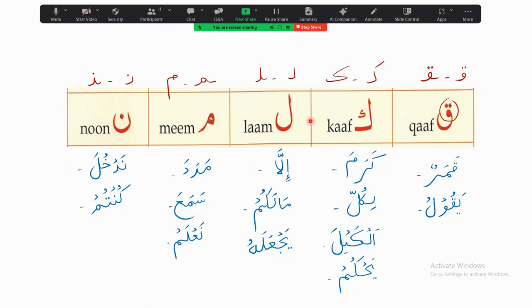Okay, so for the lam letter, you will have to remember the two shapes. When it comes at the start or in the middle, and when it comes at the end, the shape will remain as it is for letter lam.